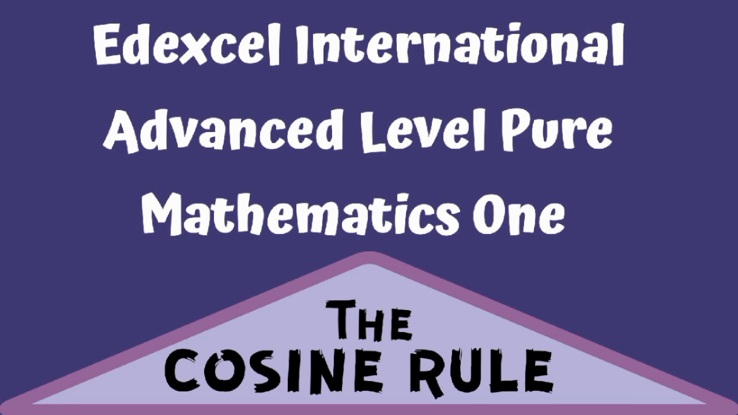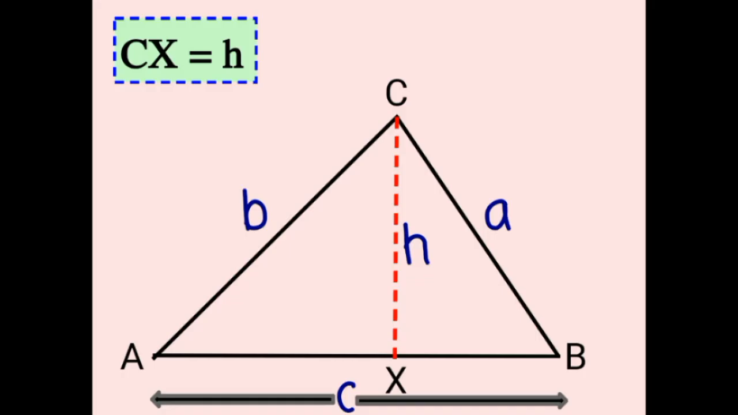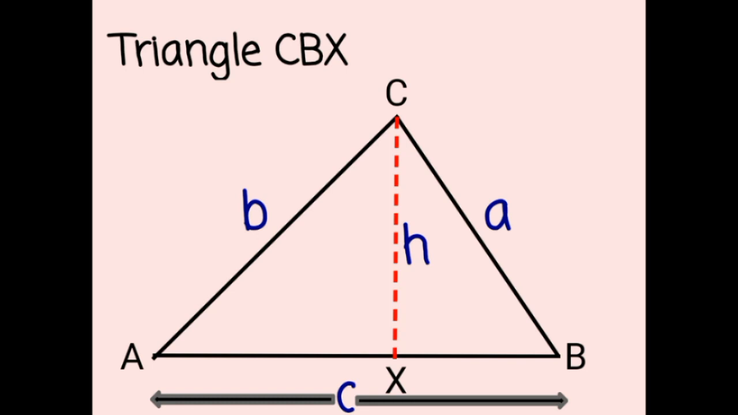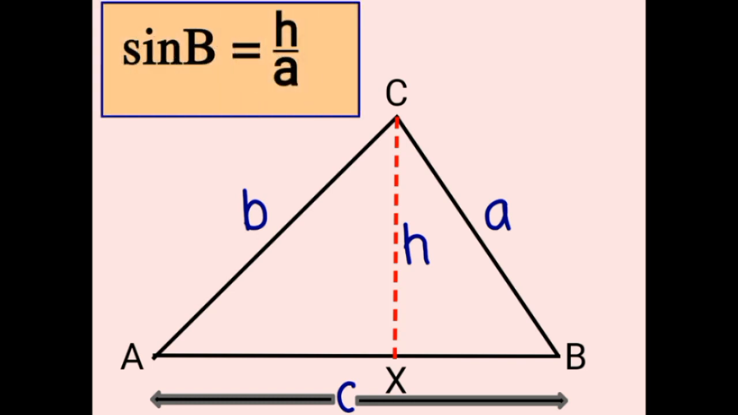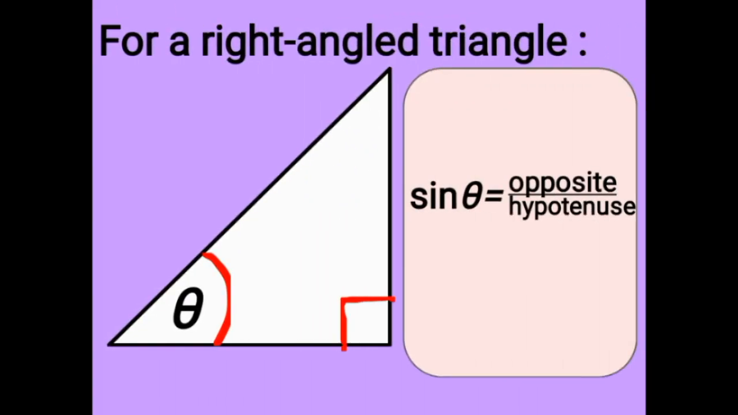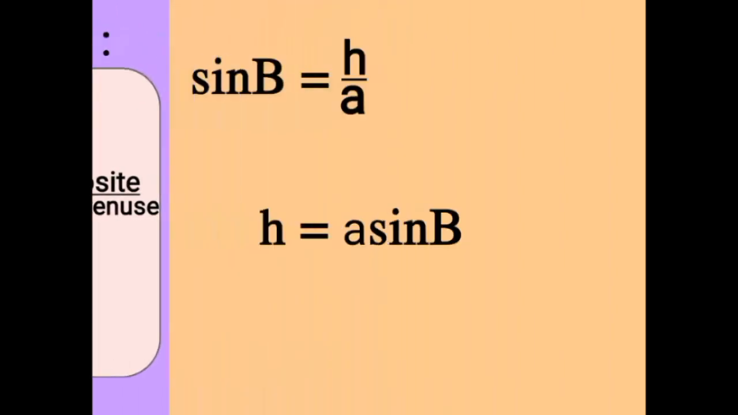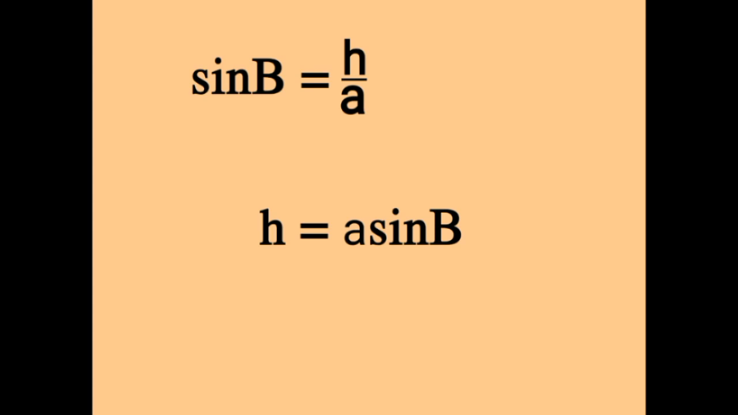Just like the cosine rule, you can use the standard trigonometric ratios for right angle triangles to prove the sine rule. Now in the triangle CBX, let's use the sine ratio to find the angle B. So sine B equals h over a, as sine theta equals opposite over hypotenuse. Rearranging this gives us h equals a sine B.